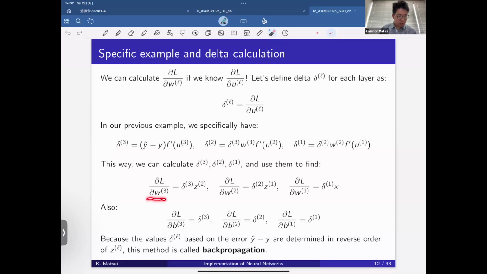Specifically, the partial derivative dL/dw3 becomes delta 3 times z2. dL/dw2 is delta 2 times z1. dL/dw1 is delta 1 times x.